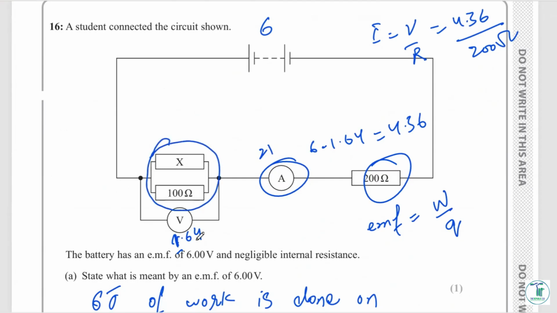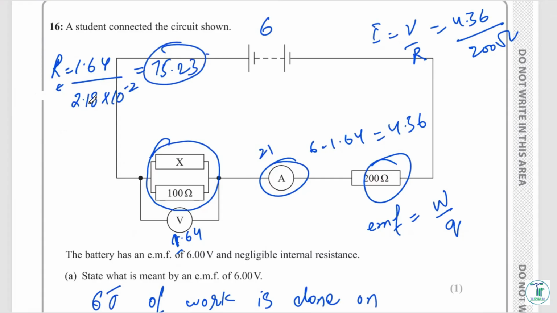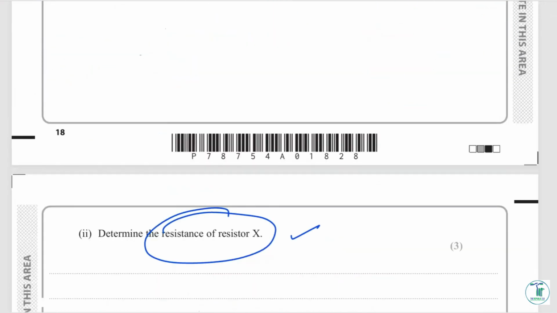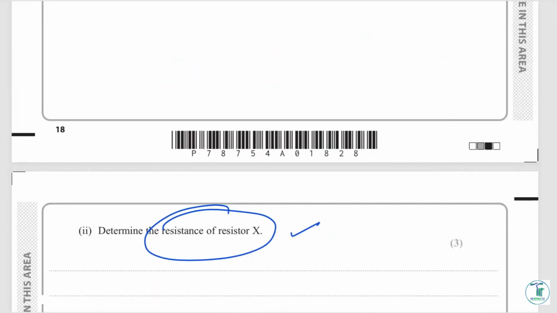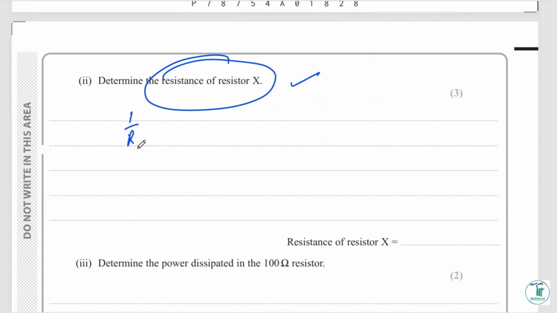The voltage is 1.64. So the resistance is going to be 1.64 divided by, I'm talking about the total resistance, and the total current flowing through it is 2.18 times 10 raised to the power of negative 2. And that comes out to be something like 75.23, right? So I've got the total resistance. One of them is 100 ohms. I'm going to use the formula for the parallel combination and I'll get X, right? So 1 upon Rx plus 1 upon 100 should be equal to 1 upon 75.23.